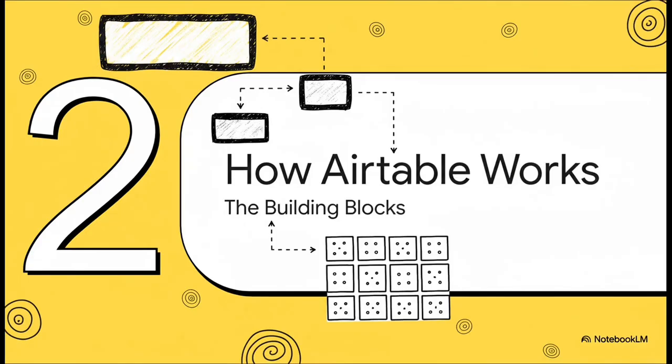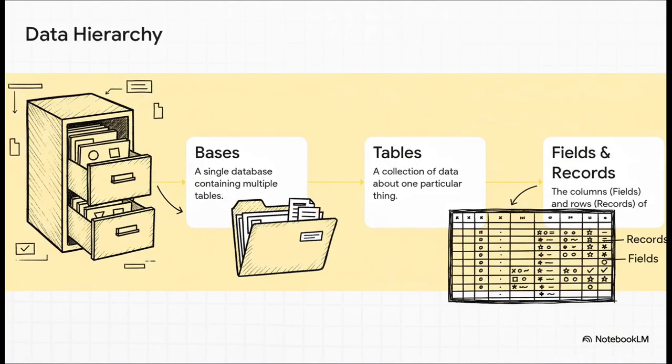Okay, to really get how this thing works, you gotta understand how it's all put together. So let's break down the building blocks, from the very top level all the way down to a single piece of information. The easiest way to think about it is like this. Your whole account, that's the workspace, that's the big filing cabinet. Inside that cabinet, you have your bases, which are like individual folders for each project. Inside each base, you have tables. Think of those as the individual spreadsheets in the folder. And then, finally, inside a table, you've got your records, which are the rows, and your fields, which are the columns.